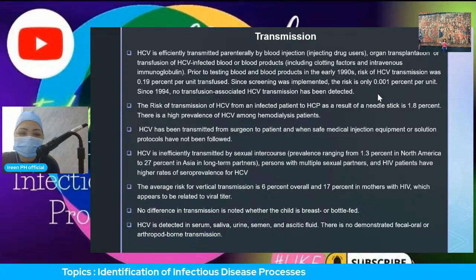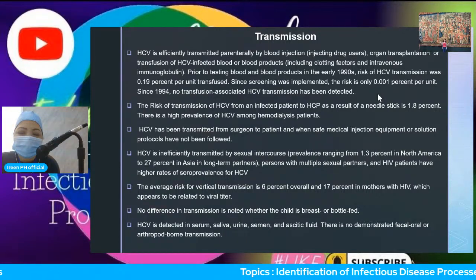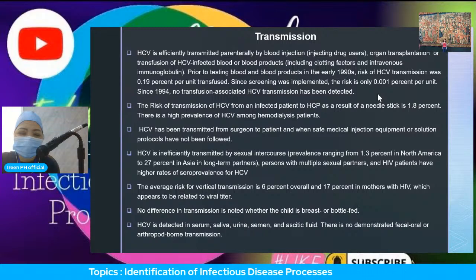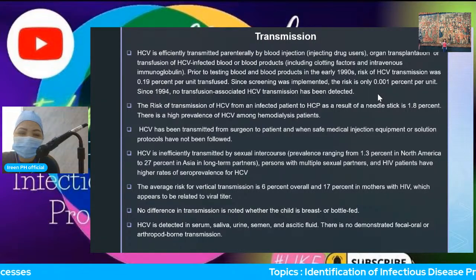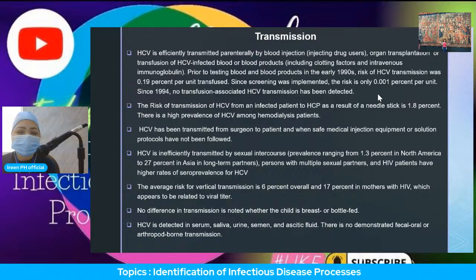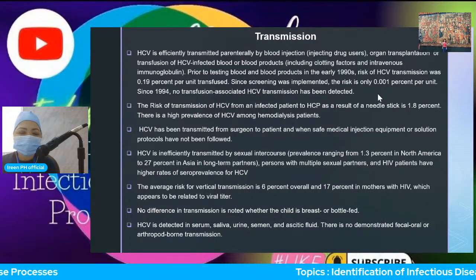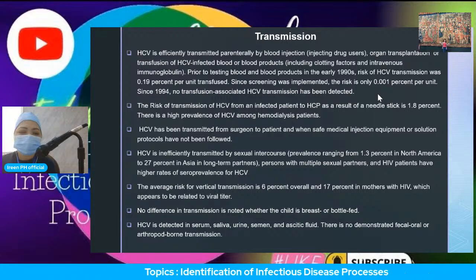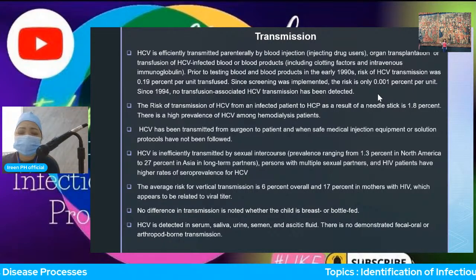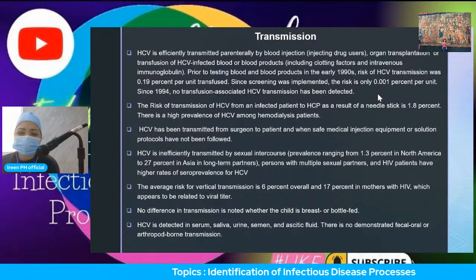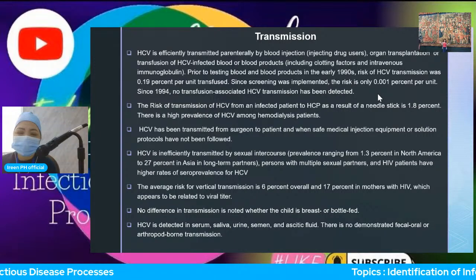Hep C virus is efficiently transmitted parenterally by blood: injecting drug users, organ transplantation, or transfusion of Hep C virus infected blood or blood products, including clotting factors and intravenous immunoglobulin, prior to testing of blood and blood products in the early 1990s. Risk of Hep C virus transmission was 0.19% per unit transfused. Since the screening was implemented, the risk is only 0.001% per unit. Since 1994, no transfusion-associated Hep C virus transmission has been detected.